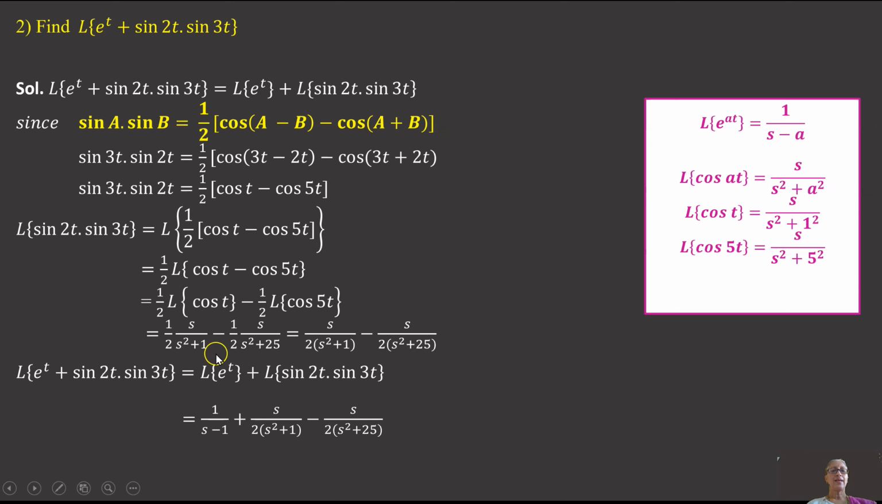So here Laplace transform of e power t is 1 upon s minus 1 according to formula of Laplace transform of e power at, which is equal to 1 upon s minus a. So when you replace a by 1, you get Laplace transform of e power t. So here this is 1 by s minus 1 plus s by 2 into s square plus 1 minus s by 2 into s square plus 25. Here this one is Laplace transform of e power t plus sin 2t into sin 3t.